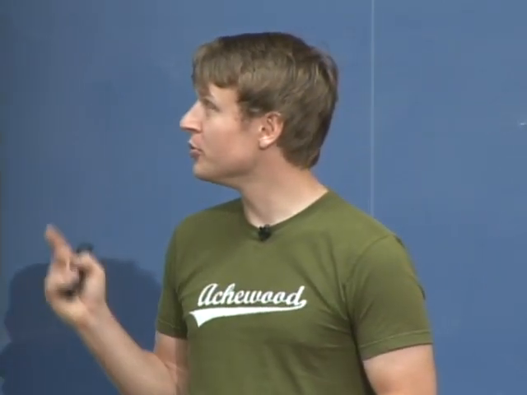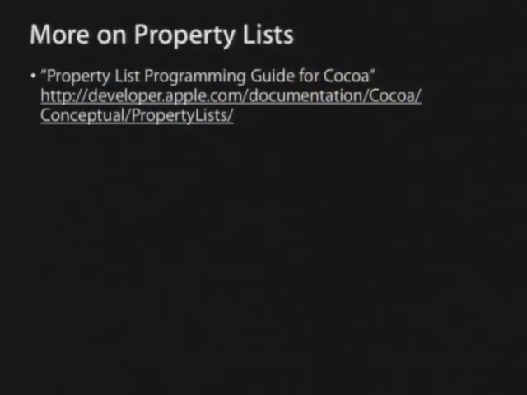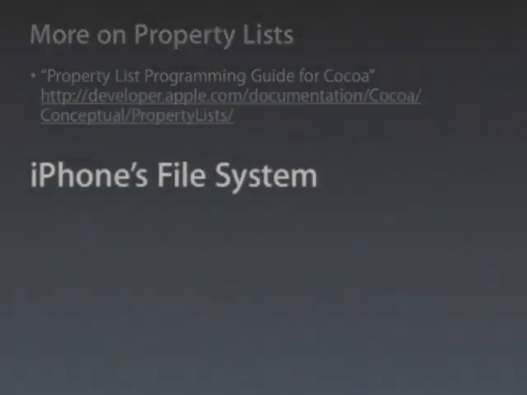So if you want to learn more about property lists, I would encourage you to check out this link, or just Google for Property List Programming Guide for Cocoa, and it'll tell you everything I just told you here and more, and you can read and write property lists to your heart's content.